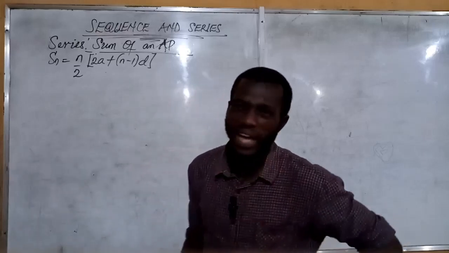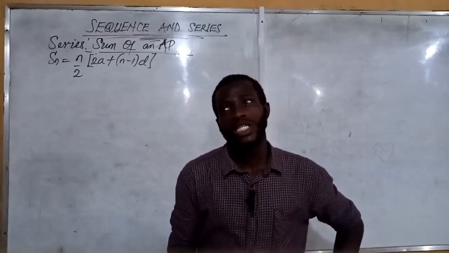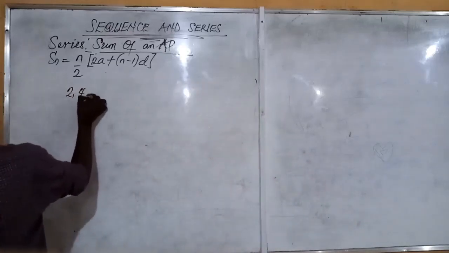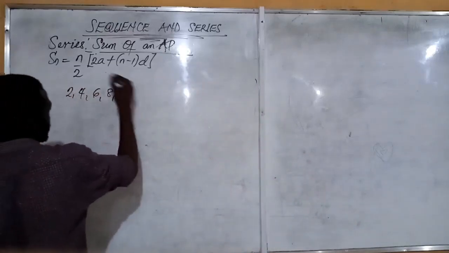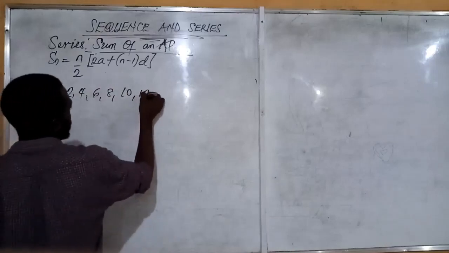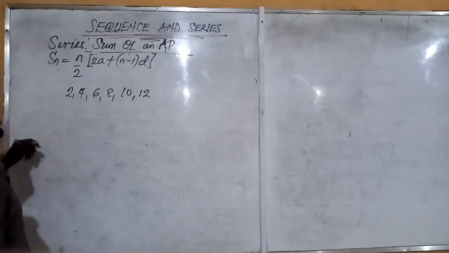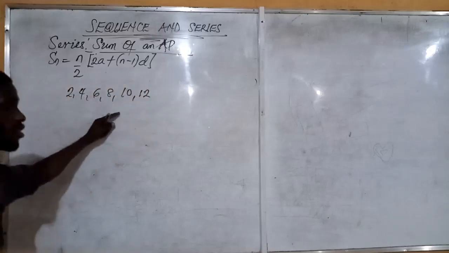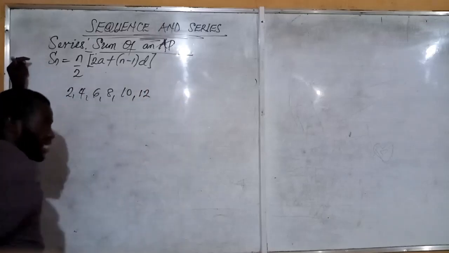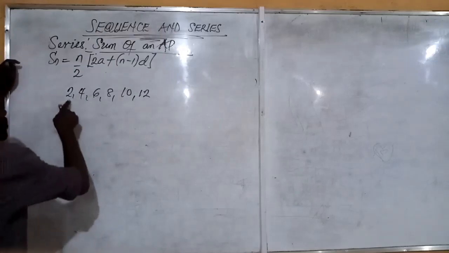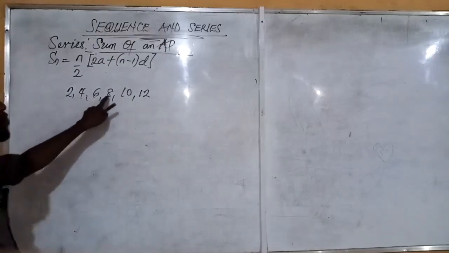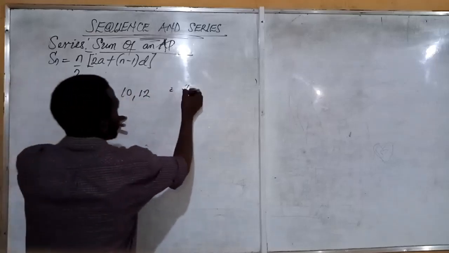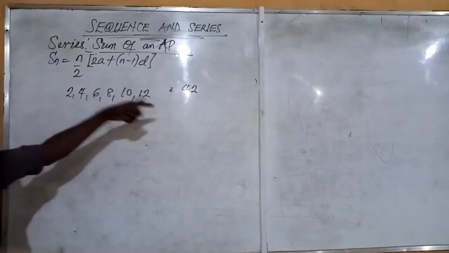So, for example, if I give you a sequence like 2, 4, 6, 8, 10, 12, and I asked you to find the sum of this AP, what this means is you should add up all of this. Let's add it up. 2 plus 4, 6, plus 6, 12, plus 8, 20, plus 10, 30, plus 12. This becomes 42. All right, let's see if we can get this with a trick.